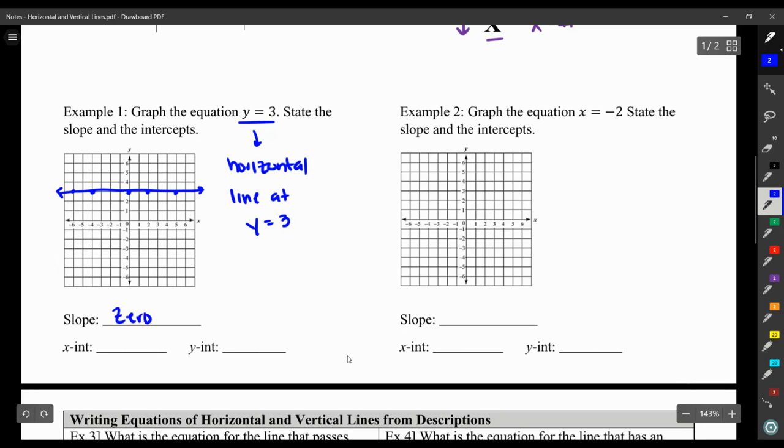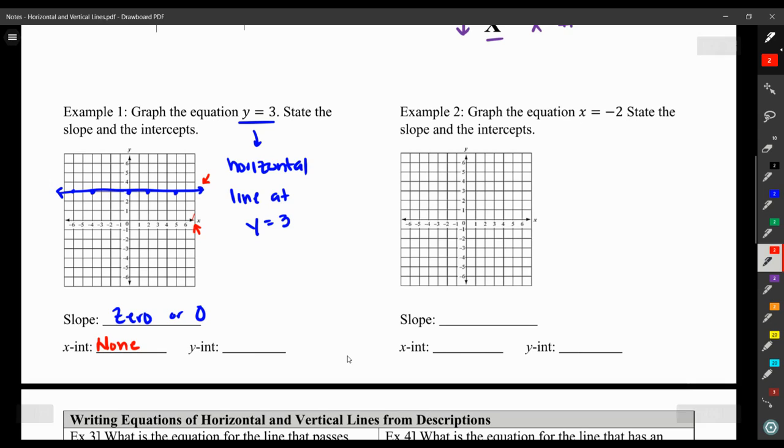Now the slope of this line is 0. You can either write the word zero or you can actually put the number 0. Flat lines have a slope of 0. Now the x-intercept: I want to know where this line crosses the x-axis, and they never will. Those are parallel, so we have no x-intercepts. We're going to write the word none.